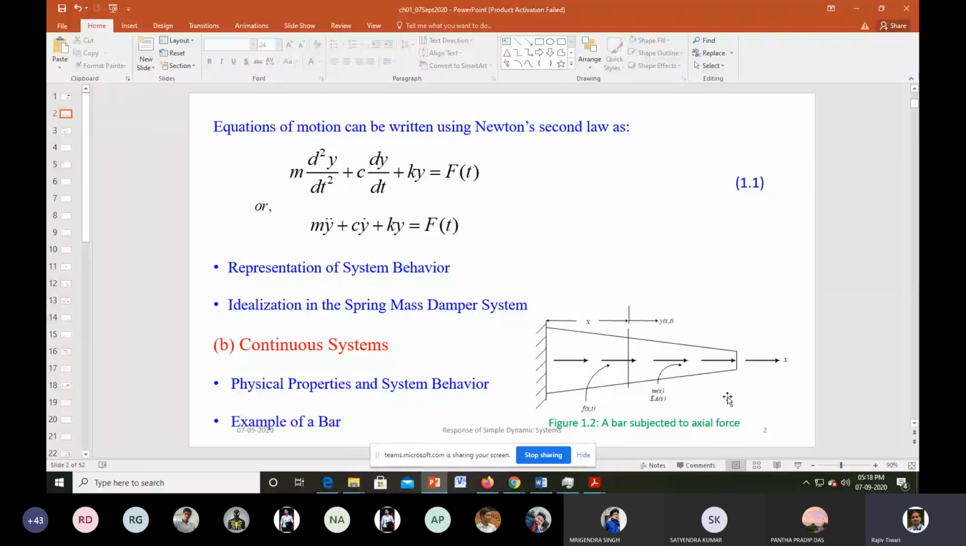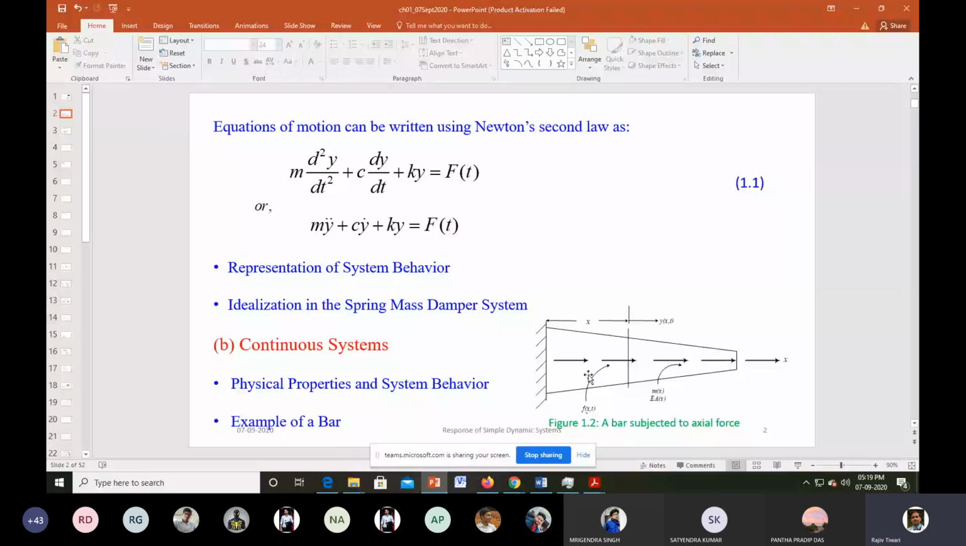You can see here it is written m as a function of x. EA is the Young's modulus times the area of cross section, which defines the stiffness of this particular body. So this is also a function of the geometry, the axis x. The force we are applying depends not only on time, but also on the x coordinate.